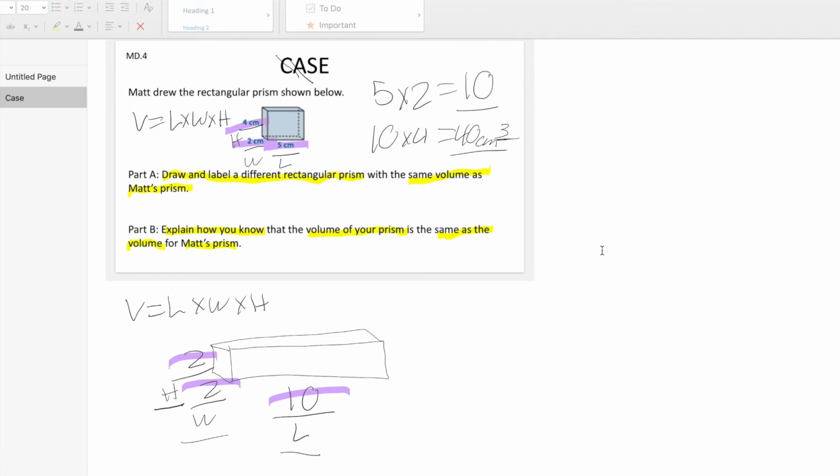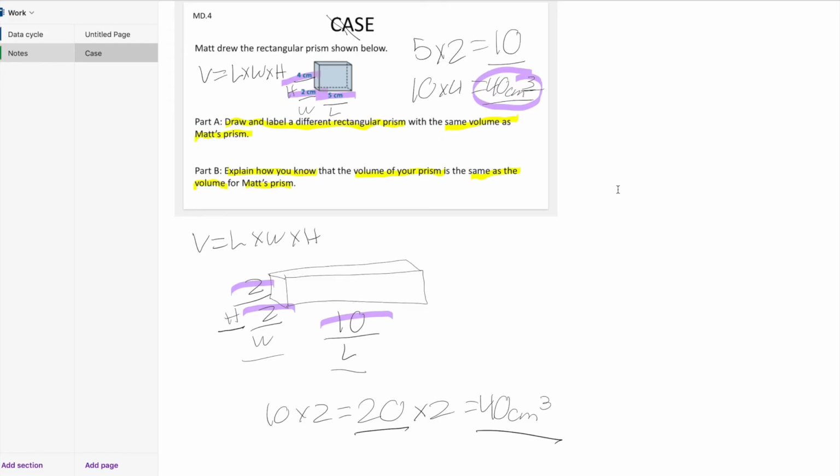As you can see, I've annotated Matt's model and my model, so I can cross out the A in case. I also solved the equation for Matt's prism, which was 40 centimeters cubed, and I also solved the equation for my prism, which was 40 centimeters cubed. I can cross off the S.